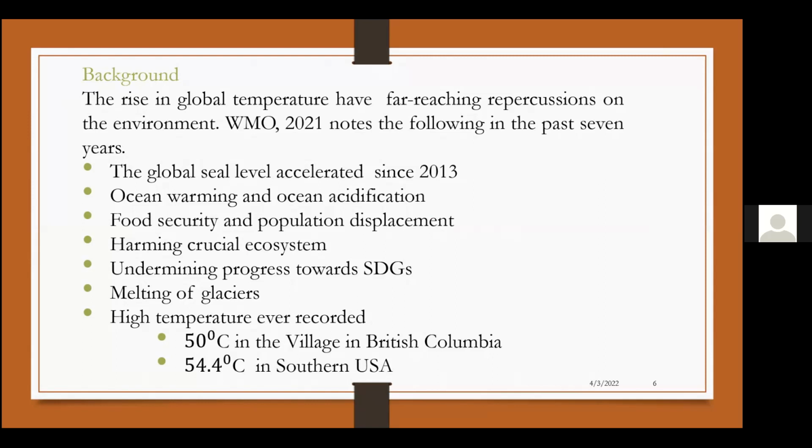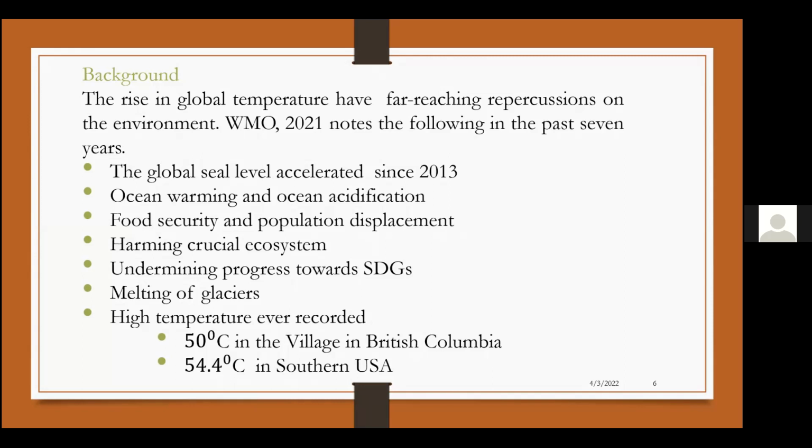When we come to sustainable development goal number 2, zero hunger, with this particular problem of increasing global temperature, we are likely to have much more problems. So there is a problem of food security and population displacement. This is coming through maybe tornadoes that take place, harming of crucial ecosystems, undermining the progress towards sustainable development.